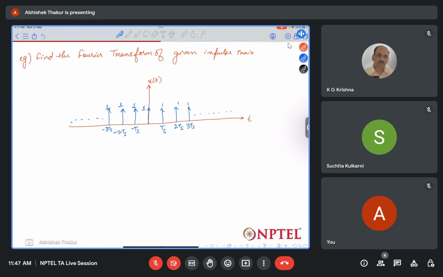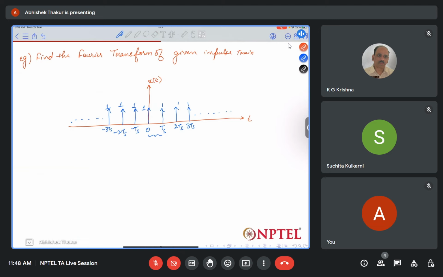So this is the impulse train. We have to find the Fourier transform of this. So first of all, how can we represent this impulse train? It is a periodic impulse train with a fundamental period of Ts. You can see that after every Ts unit, it is repeating. So the fundamental period is Ts.